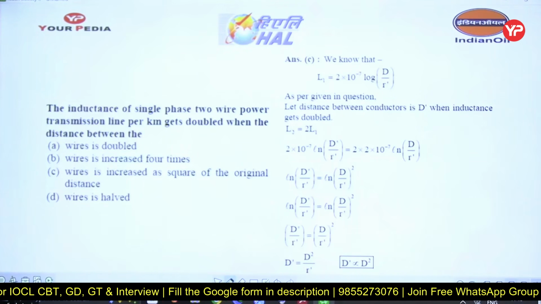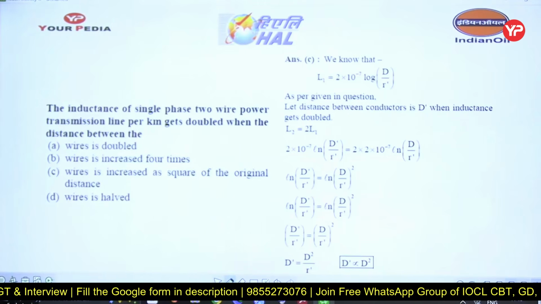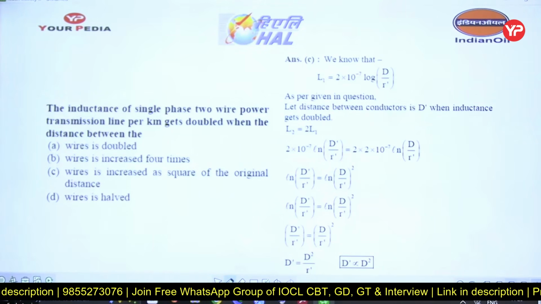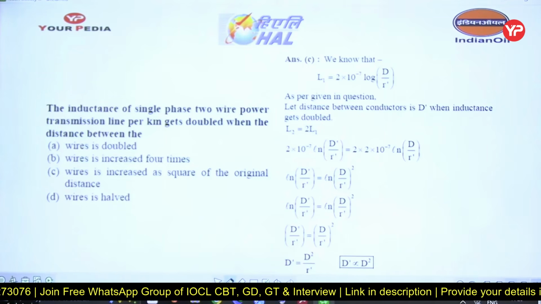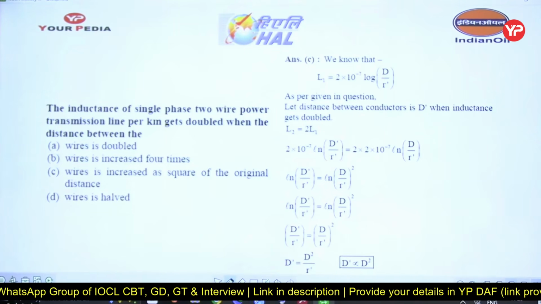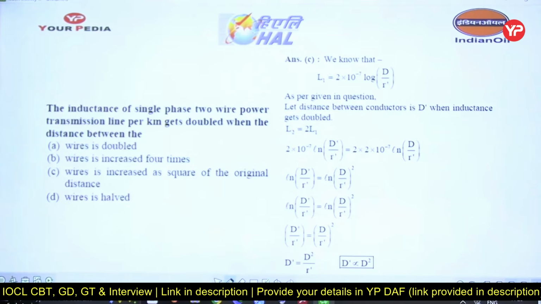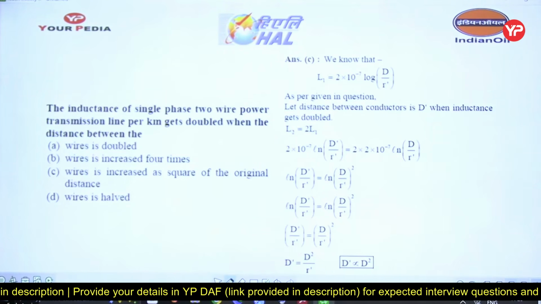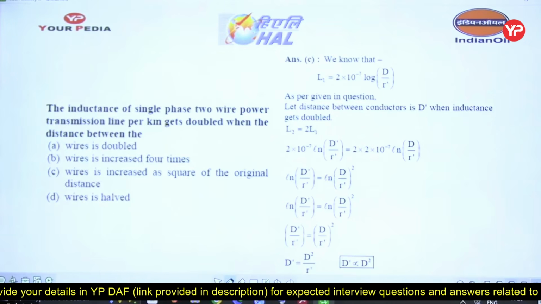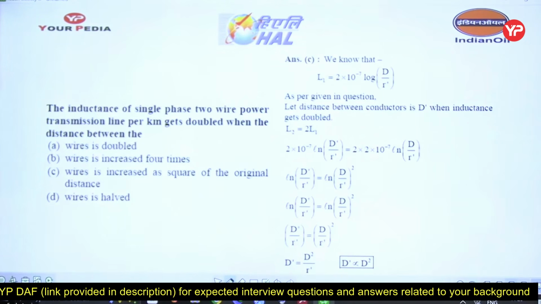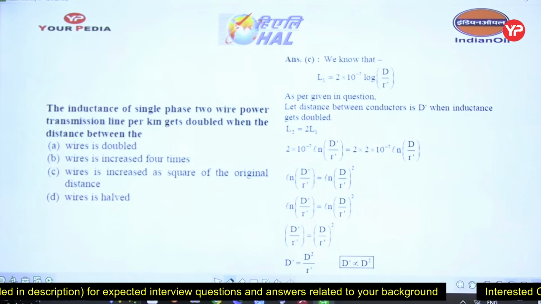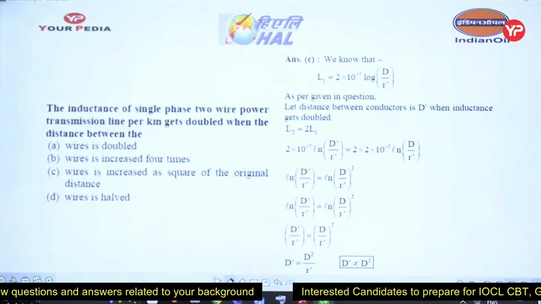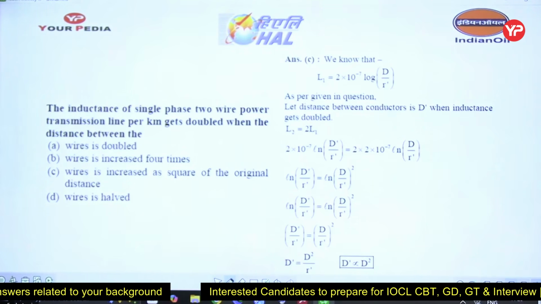So option C is a little bit matching. Actually, r dash should also be doubled. I repeat, it is not matching completely. Are you clear? Am I clear with the answer?